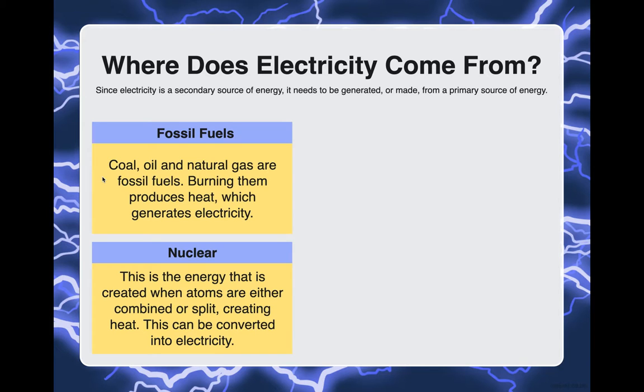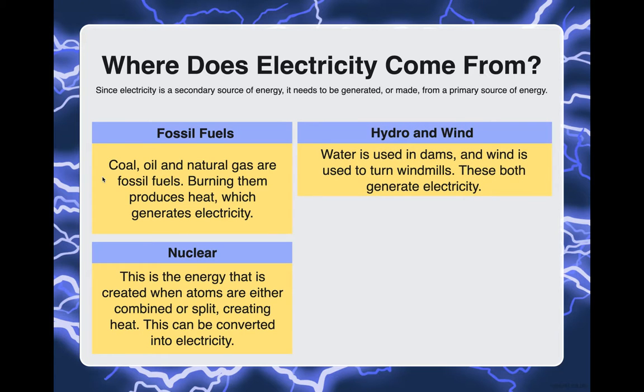We also have nuclear. Nuclear energy is created when atoms are either combined or split, and creates heat. This can be converted into electricity. We also have hydro and wind. Water used in dams and the wind used to turn windmills both generate electricity.